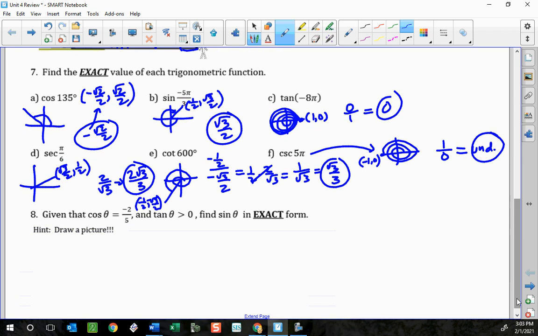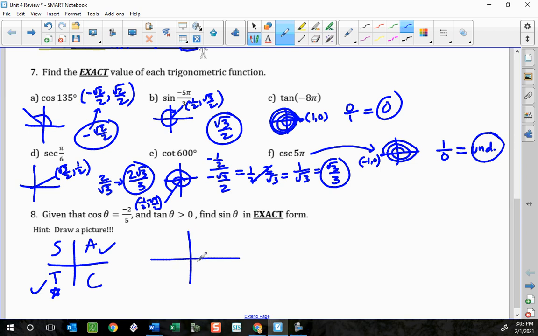All right, so here, I'm given that the cosine is negative 2/5, and the tangent is greater than 0. So this is where you need to remember A, S, T, C. The tangent's greater than 0 here and here, but cosine is negative. So obviously I'm going to be down in this quadrant. So let's just draw a picture. Draw a little triangle down here.